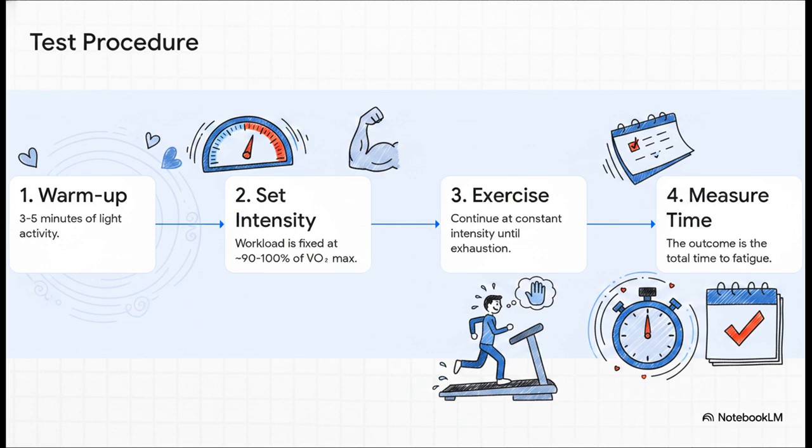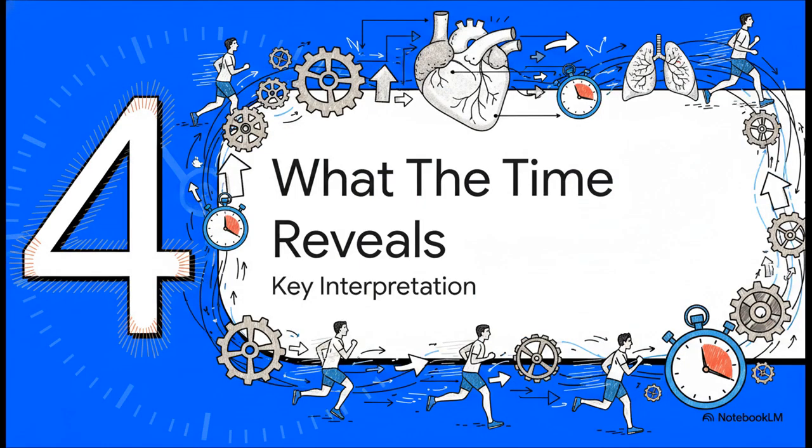The second they signal they're done, that's called volitional fatigue, the stopwatch is stopped. The result isn't some complicated oxygen value. It's just time, pure and simple. So now we have our result, right? A number, in minutes and seconds. But what does that time actually tell us?